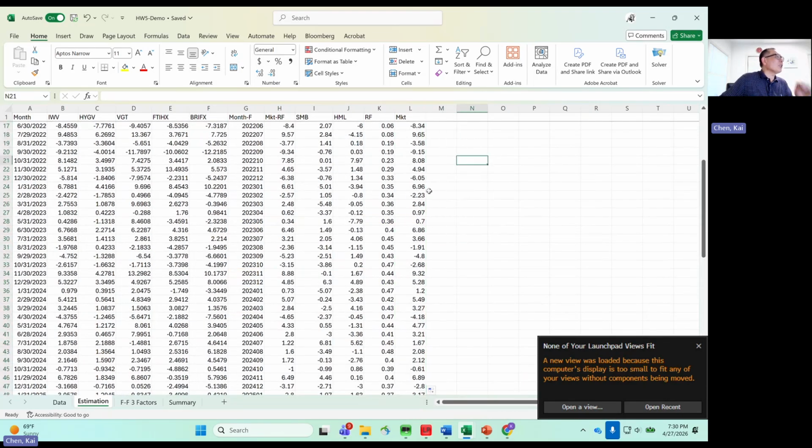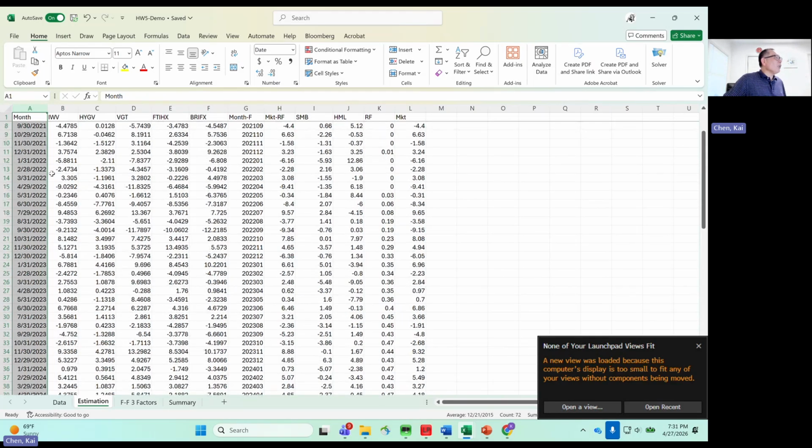Of course, after we merge the data, this column is redundant, because this column is the month identifier. Maybe I can keep that, it doesn't matter. This column is the month identifier from French 3-factor data, and this column is also the month identifier from the Bloomberg.